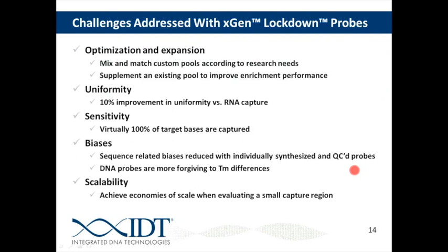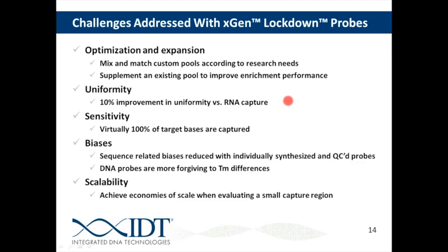Some of the challenges that we address with xGen lockdown probes are optimization and expansion. You can potentially mix and match custom pools according to your research needs, and you can supplement an existing pool to improve enrichment performance. We also address uniformity with a 10% improvement in uniformity versus a capture using array-derived RNA baits.